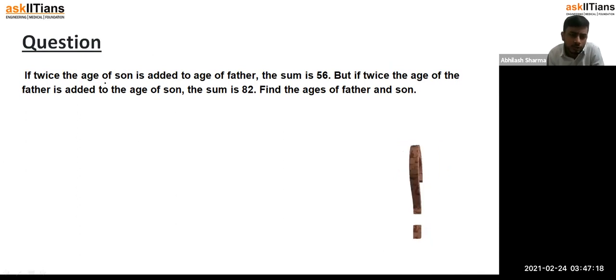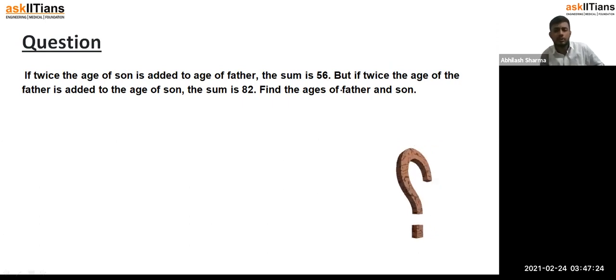If twice the age of son is added to the age of father, the sum is this much. If twice the age of father is added to the age of son, the sum is this much. Find the ages of father and son.